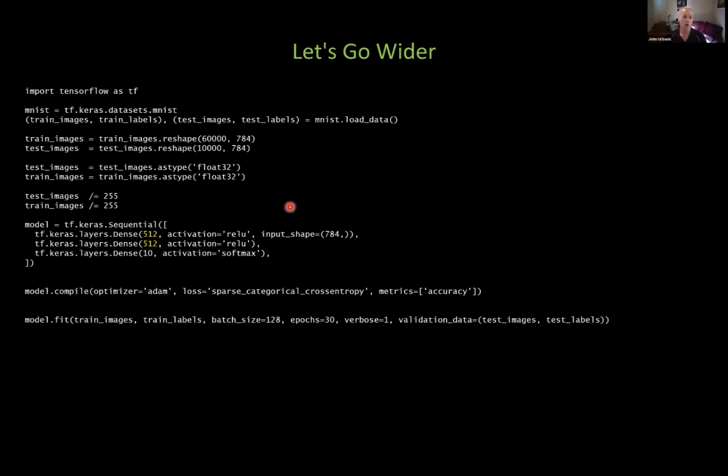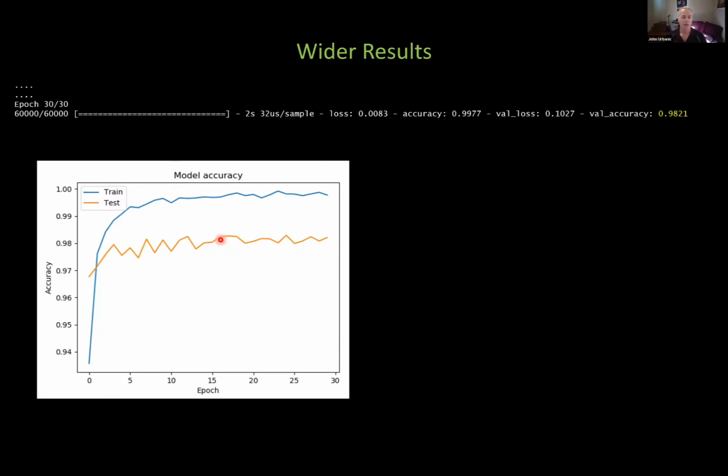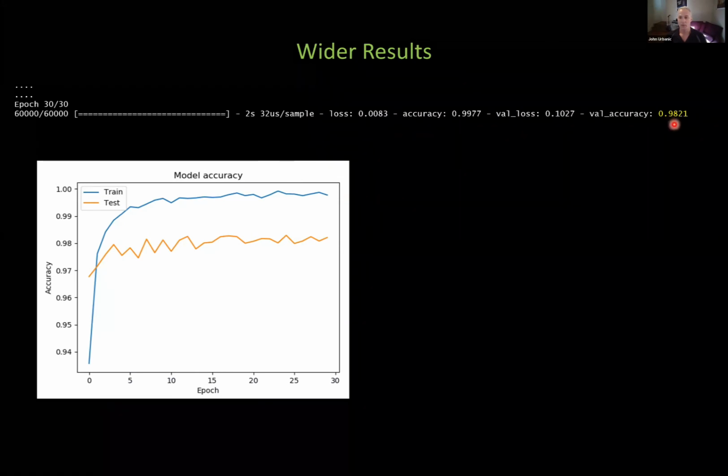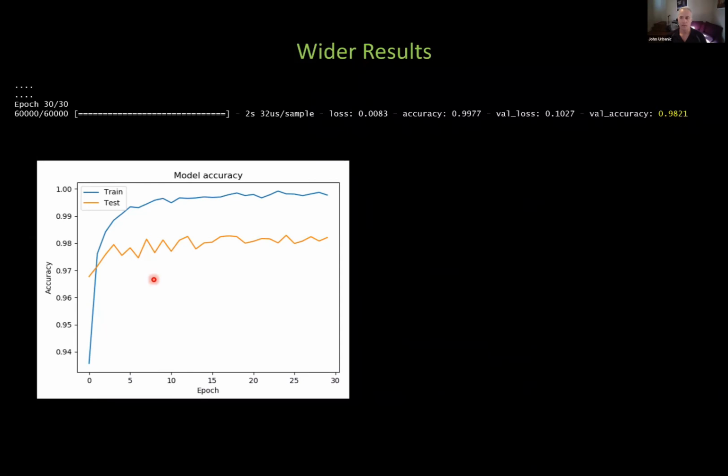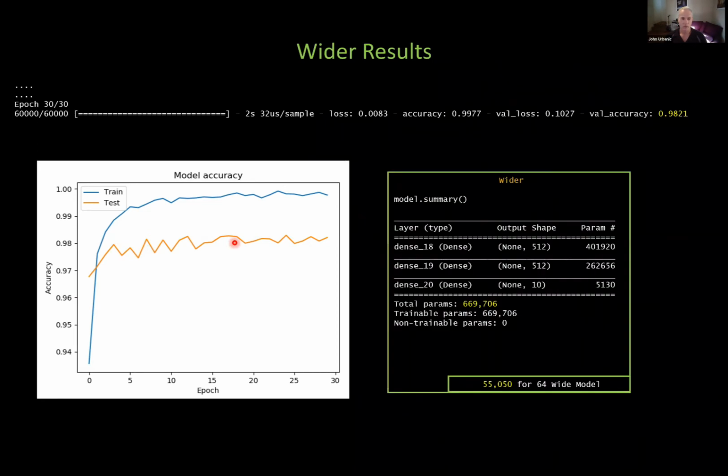So now we're going to go with 512 neurons wide in both of our layers. Just change a couple values, run again, and here's the results that we get. We can see that we're now up to 98.2% accuracy. So we definitely improved things by going a little bit wider. And we can see our graph here. We're still overfitting. We haven't solved the overfitting problem, but we did better. We at least got up to 98% here with our results.